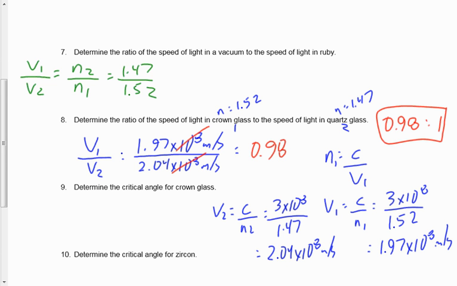If we have the values of N2 and N1, and we do, 1.47 and 1.52, lo and behold, we divide them, we get 0.98. So the ratio we'd say would be 0.98 to 1. Exactly what we did down here in blue, except a little bit quicker. Anybody have that thought? Yes? Did you do it that way? Good, good, excellent.